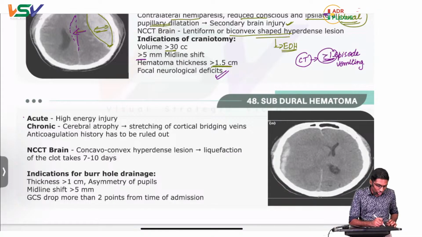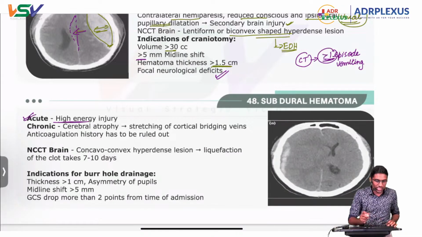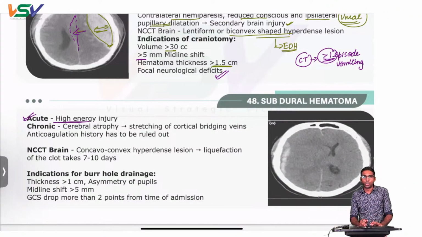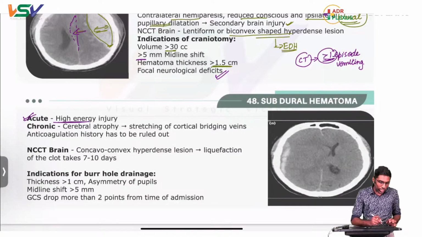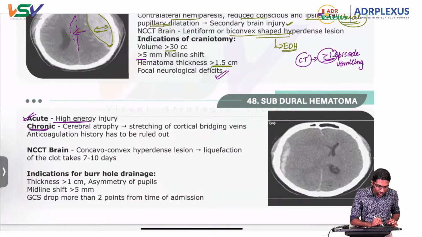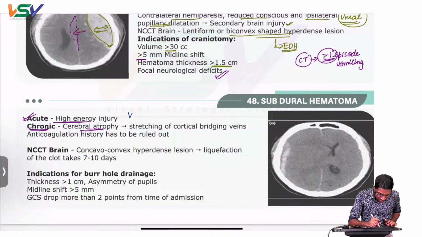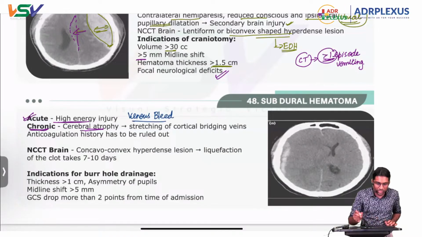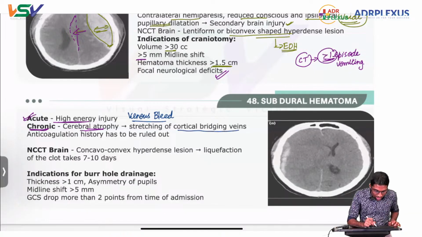Acute injury is mostly due to high energy injuries. Sudden RTA, high collision injuries can go for acute subdural hematoma. Chronic is due to cerebral atrophy, and this is mostly due to a venous bleed. We saw EDH was an arterial bleed. This is a venous bleed, and the vein that is involved is the cortical bridging veins.